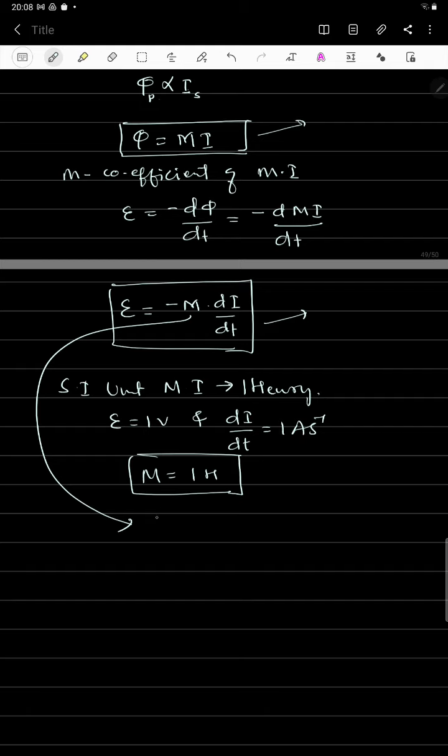between the two solenoids. These are the two solenoids. I will take one as the primary solenoid and another one as the secondary solenoid. The secondary solenoid is placed inside the primary solenoid. So then how will you get the induced EMF from the secondary coil? Now we'll see.